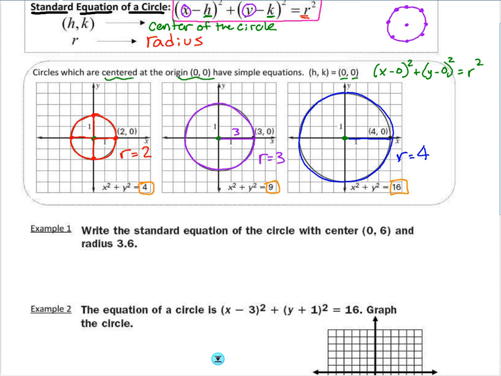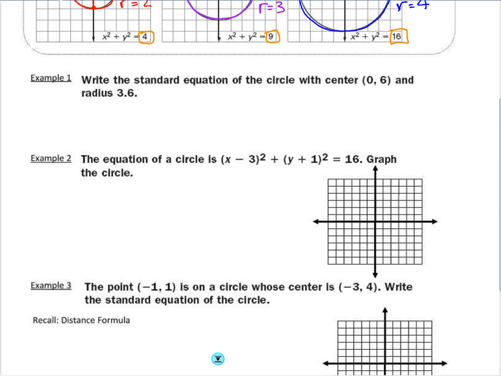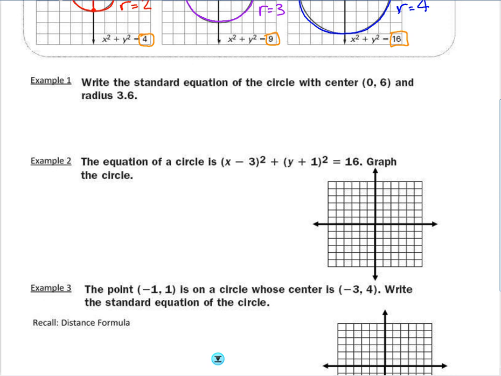Let's look at our first example here as a group. Remember, you can always pause the video and attempt the problem on your own, and then follow the video to double check to make sure you did it correctly. So let's look at the very first example. Write the standard equation of a circle. So again, I'm going to need to do x minus h squared plus y minus k squared is equal to the radius squared. That will be given to you. With the center at 0, 6 and the radius at 3.6.